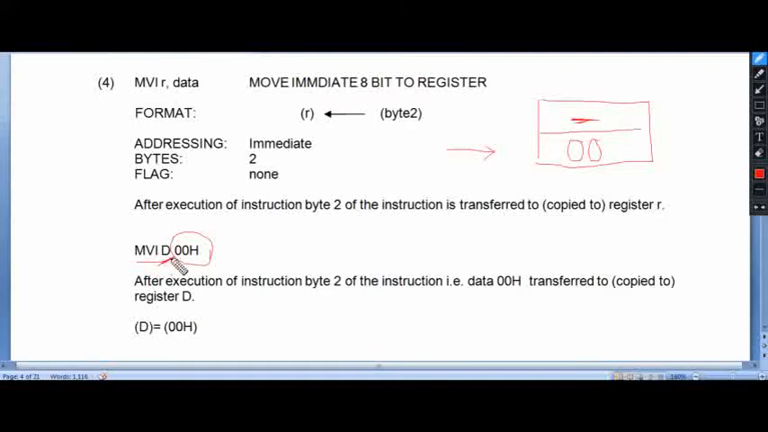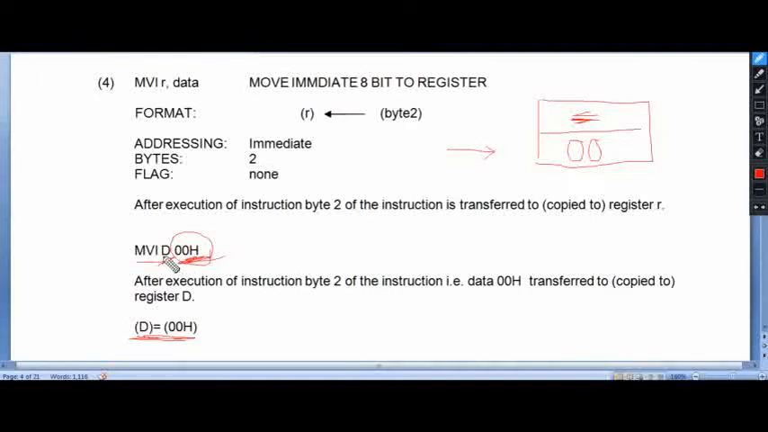Instead of MVI D, suppose MVI C is there, the operation code changes. Instead of MVI C, suppose MVI A is there, the operation code changes. The operation code is unique. That means after execution of this instruction, what happens? The number 00 is copied to register D. That means the content of register D becomes 00.